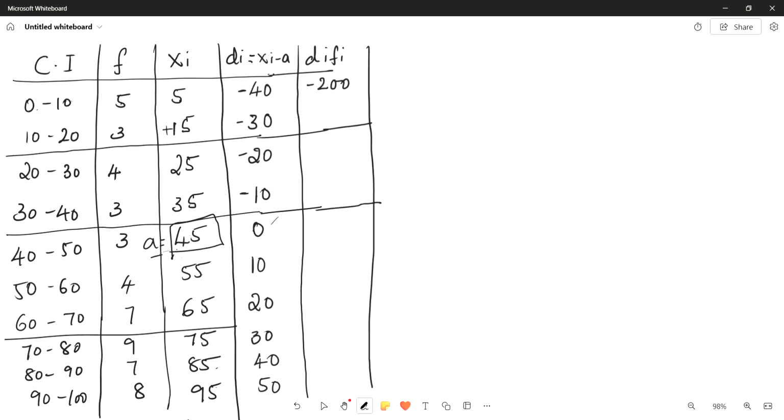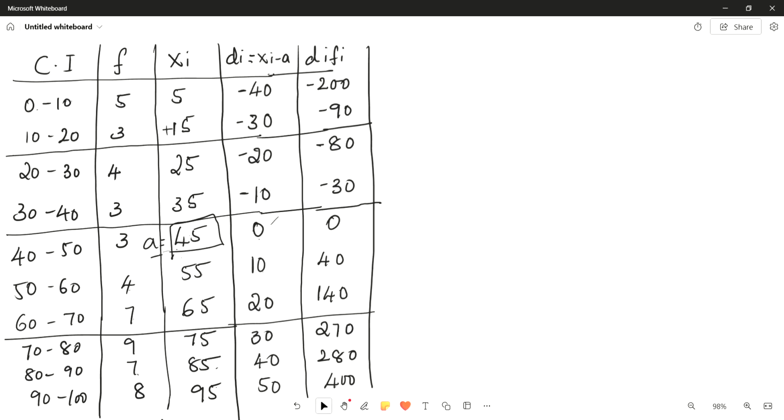Then 3 3s are 9, minus 90. Here minus 20 into 4, minus 80. Minus 10 into 3, minus 30. 0 into 3, 0. 10 into 4, 40. 20 into 7, 7 2s are 14, so 140. 9 into 3, 270. Okay, 7 4s are 28, 280. 8 into 5.